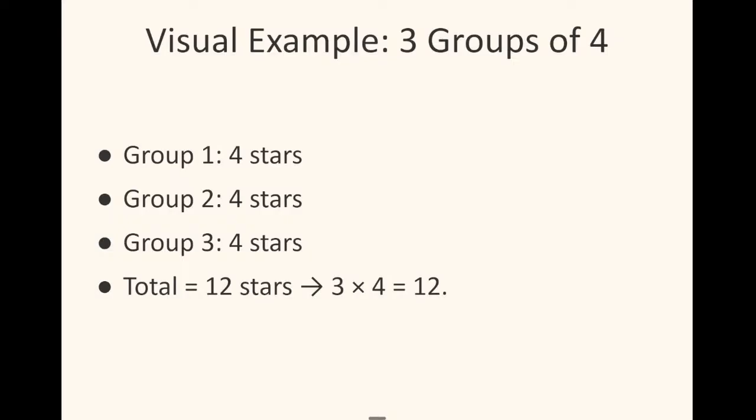So when looking at this example, there are 3 groups and each group has 4 stars. So there's 1, 2, and 3 groups, and they have 4 stars each. So if you add these 4s, you would get 12 stars in total. But if you use the multiplication equation, then you could just write 3 times 4, which would also give you the same product of 12.